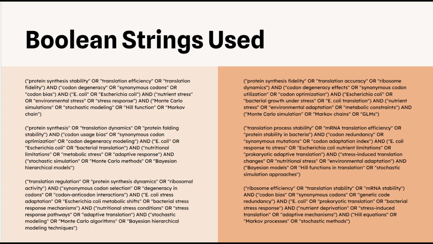First, let me discuss the research I conducted before starting development. I used these 6 Boolean strings as reference inputs for my research. Although all of them are slightly different from one another, some key themes include the strength and stability of proteins, the efficiency, dynamics, fidelity of translation, codon degeneracy and effects, translation in E. coli and other prokaryotic organisms, bacterial stress response, and the usage of computation techniques including stochastic simulation approaches.